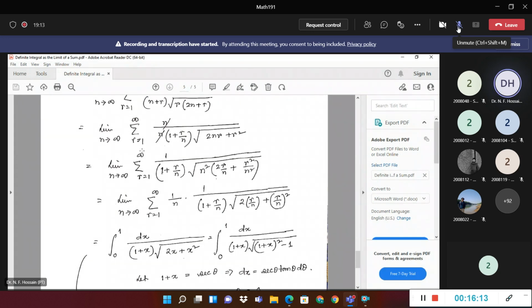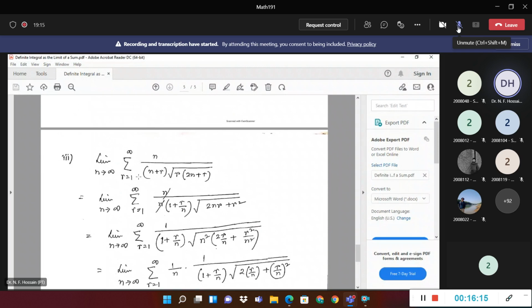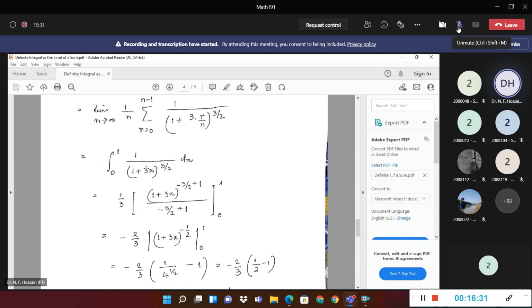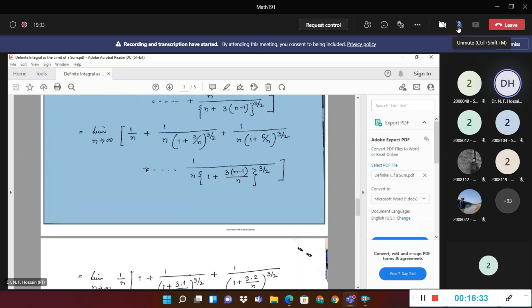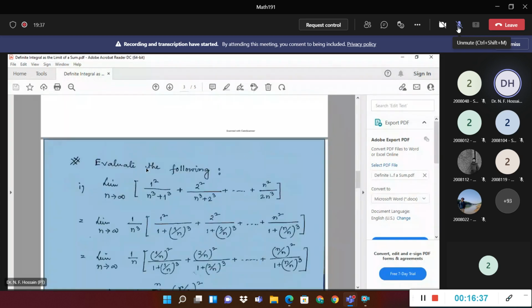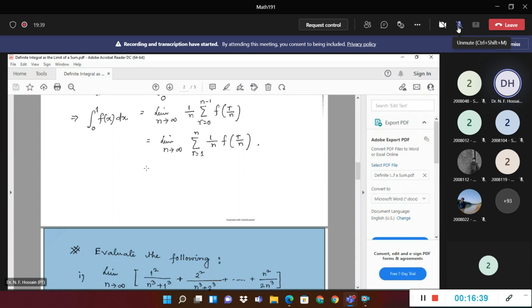Here it cannot be infinity. It should be r equal to 1 up to n. If it is r equal to 1 up to infinity, we don't need this limit. Okay. What was it in the definition? Let us go back. Yes, it was either r equal to 0 to n minus 1, or it is 1 up to n, and then n tends to infinity.